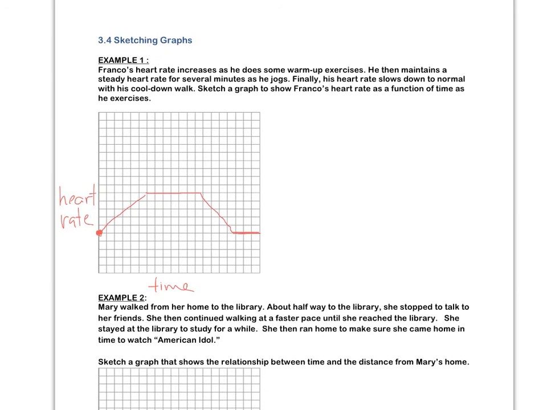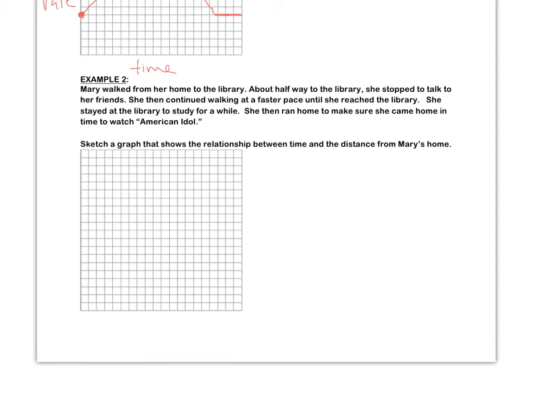Example 1. Example number 2, talking about Mary and her distance from home. So our 2 variables, once again, time and distance, and this distance represents the distance Mary is away from her home. Mary would start at her house, so in this case at the origin.